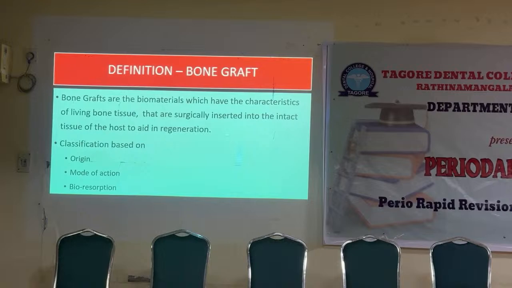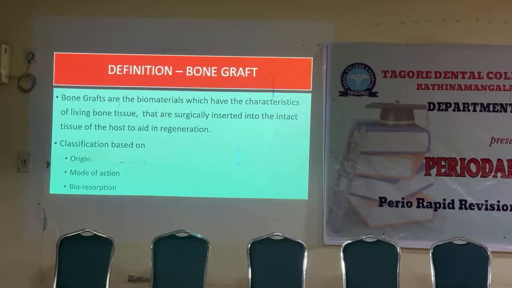So the definition, you all know, it's a biomaterial which is a characteristic of a living bone tissue that has been surgically inserted. The word surgical indicates that you are going to give an anesthesia, reflect the flap. Then only you can put a bone graft. Without reflecting the flap, you cannot put a graft. So that is why the word surgically inserted is very important. You are going to insert surgically something into the defective area.